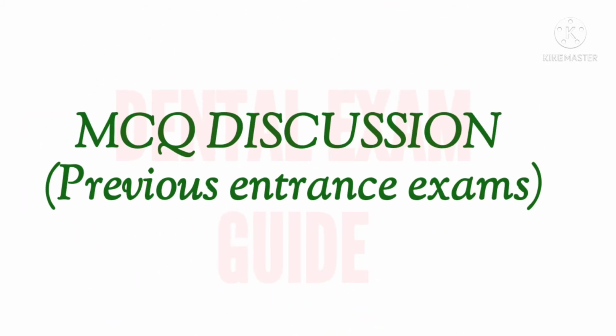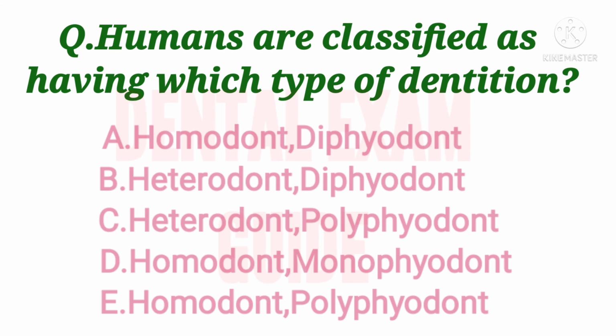That's all about dental formula, and now I will discuss a few MCQs. First question is, humans are classified as having which type of dentition? We have already discussed in our previous videos that humans have teeth with different morphology. So humans are heterodont and we have 2 successive sets of teeth during our lifetime. So we are diphyodont. The answer is option B.